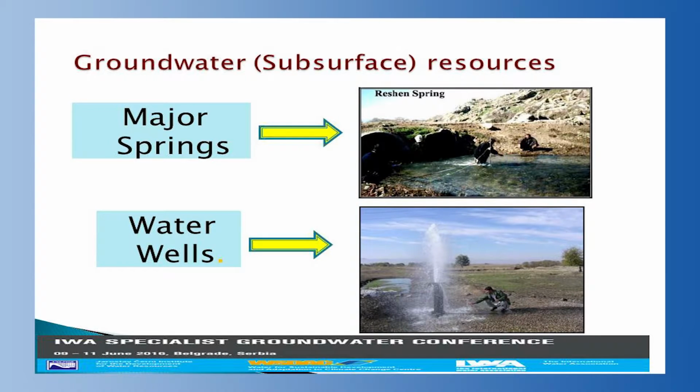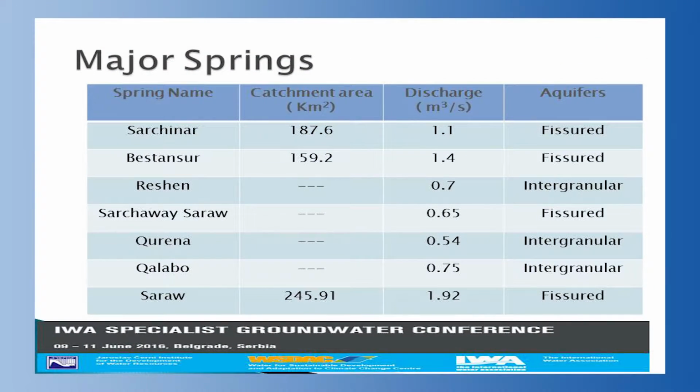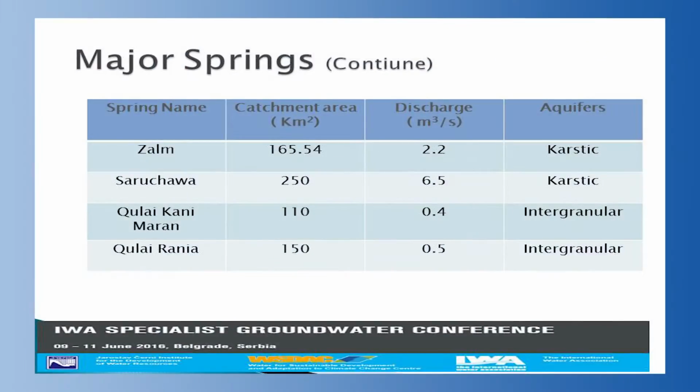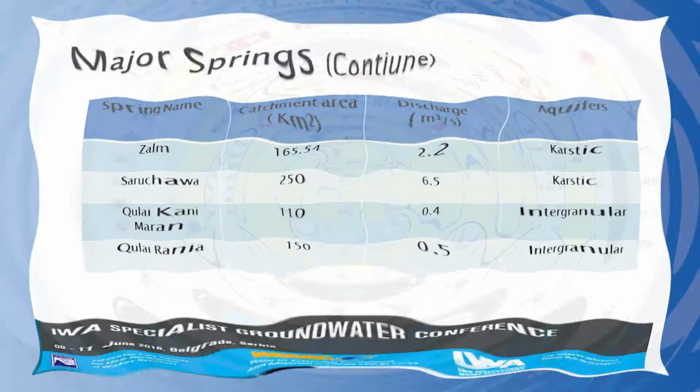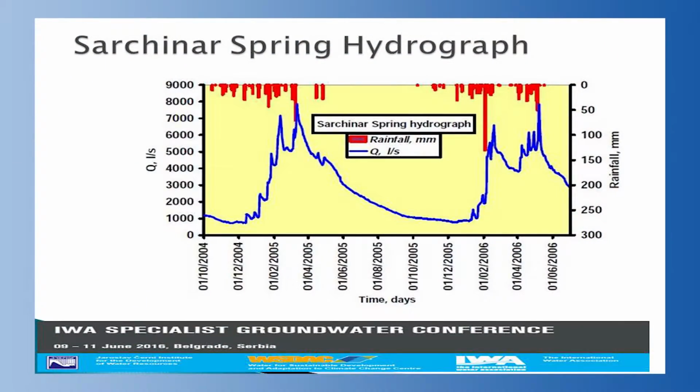Groundwater subsurface resources are mainly from major springs and, of course, from water wells within the area. If we are talking about the springs, these are the names of the springs, the catchment area of each spring, and the discharge and the type of aquifer for each spring. And this is a continuation of the springs. This is one of the major springs in Sulaimanyah area, and it shows the water level change with the rainfall over a certain period of time.